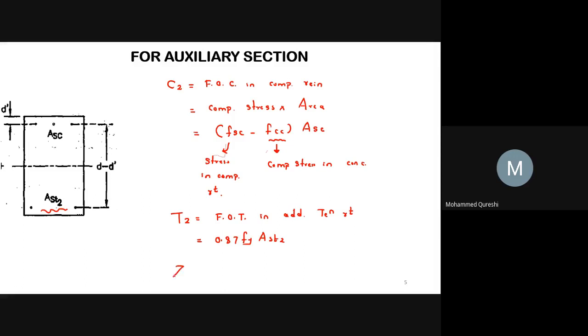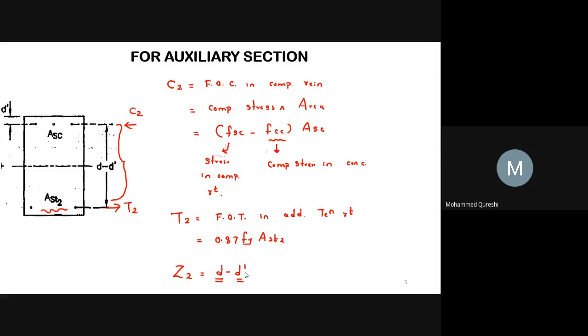And for lever arm, Z2 equals to, this portion will be our lever arm, that is the perpendicular distance between the two forces. Here is our C2 and here is our T2. So we will get the value of lever arm as Z2 equals to D minus D dash. What is D? D is nothing but our effective depth, and D dash is our effective cover to compression steel.